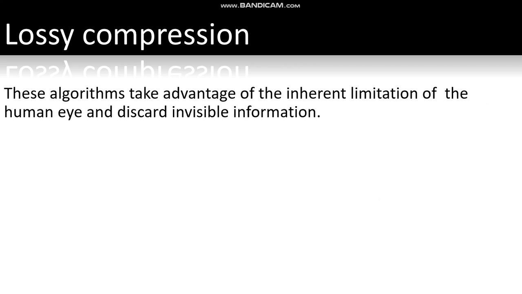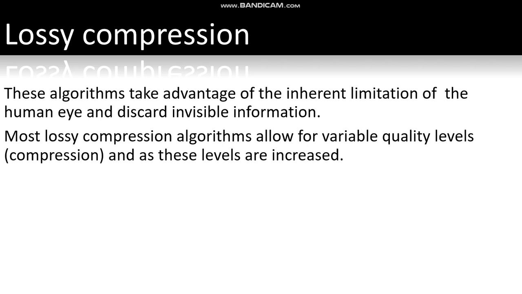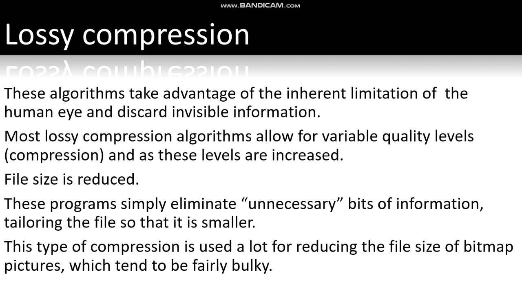Next, lossy compression. In here, those algorithms take advantage of the inherent limitations of the human eye and discard invisible information. Most lossy compression algorithms allow for variable quality levels, and as those levels are increased, file size is reduced. This type of compression is used a lot for reducing the file size of bitmap pictures, which trades off fidelity.